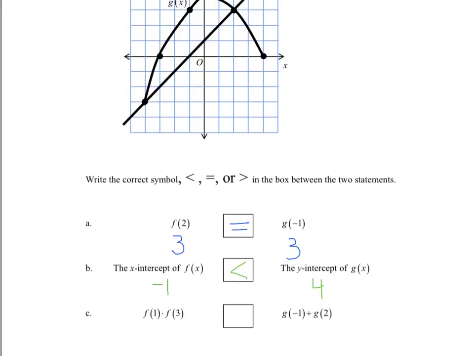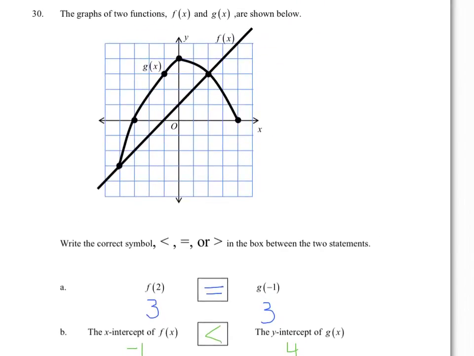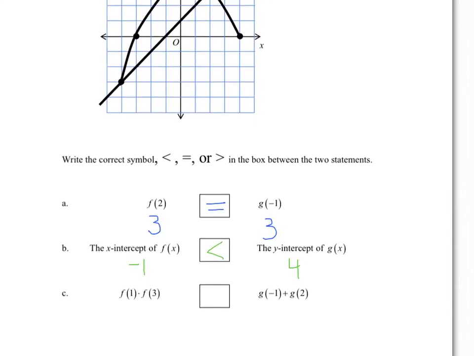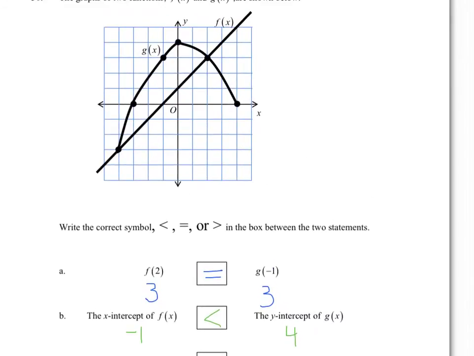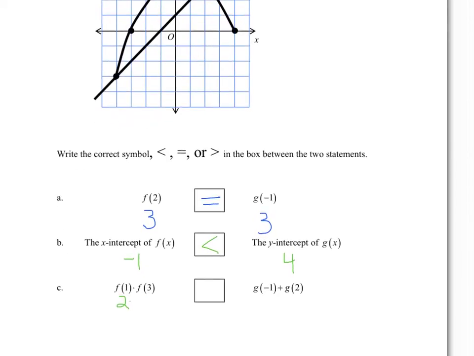Finally, we have f of 1 times f of 3 and g of negative 1 plus g of 2. So let's first find f of 1 and f of 3. Here's our straight line. F of 1 is 2. So I'm going to write that. F of 1 is 2. And then we need to find f of 3, which is 1, 2, 3, 4. So f of 3 is 4, and 2 times 4 is 8.